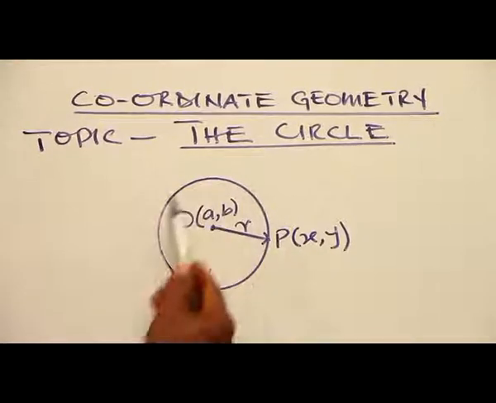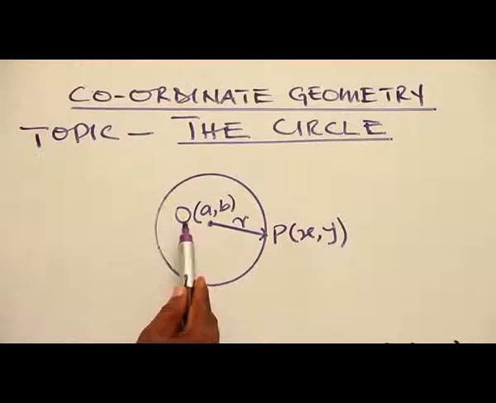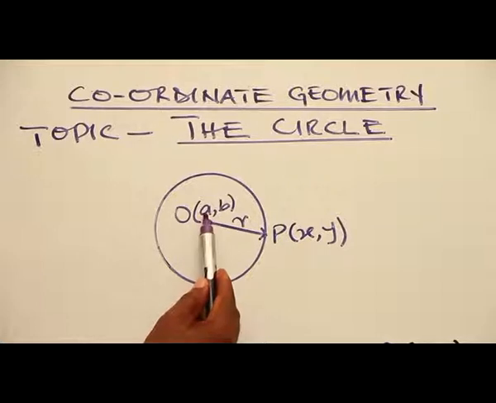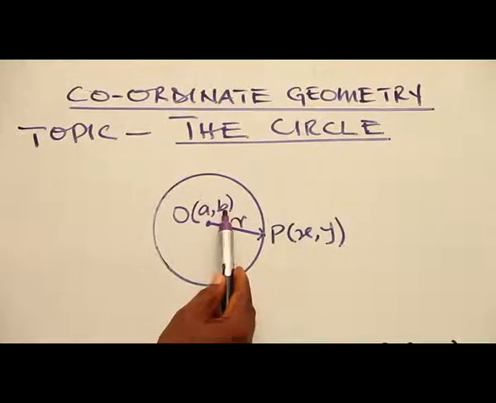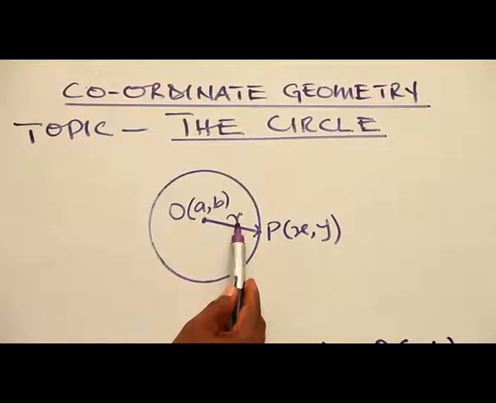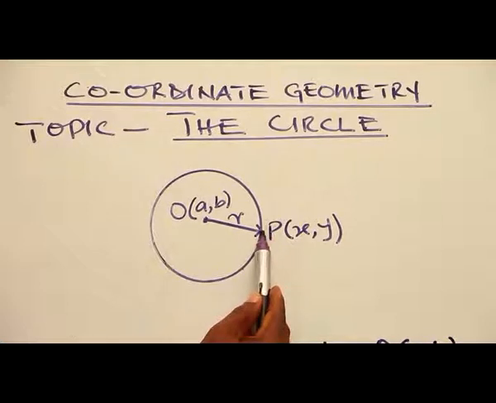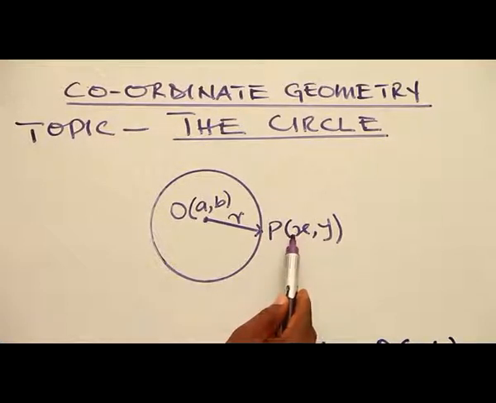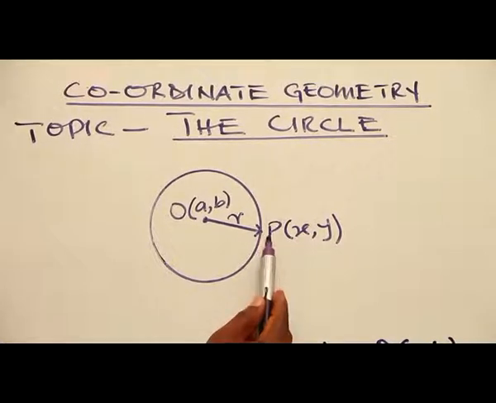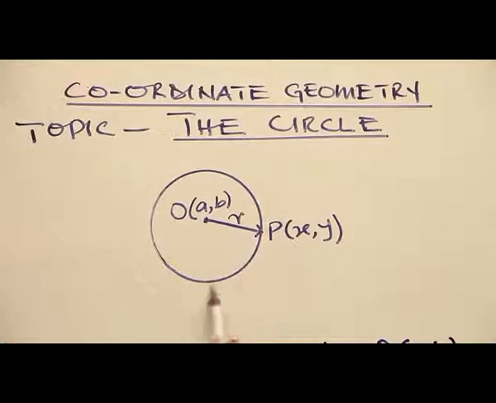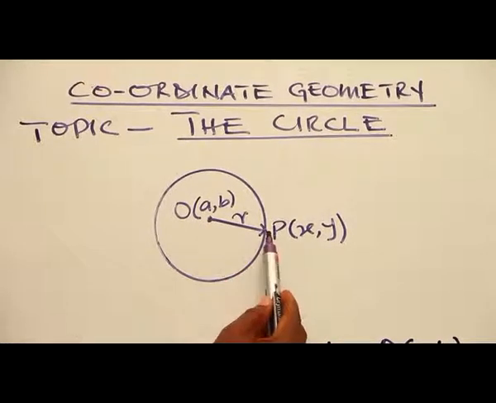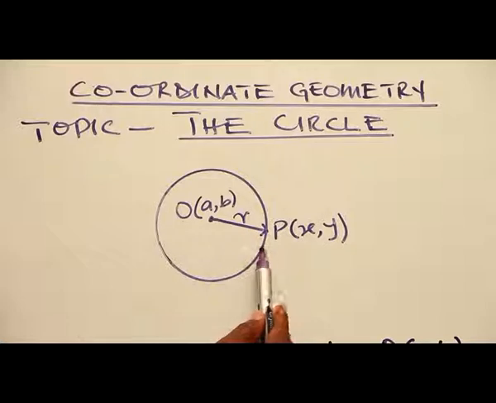Here is the circle with the center O, and the coordinates of the center are A and B. From here to this point is the radius of the circle. And this point P is a variable point, and the coordinates are S and Y. Of course, this point can be anywhere on the circumference of the circle. The relationship between the center, the variable point and the radius will still remain the same.